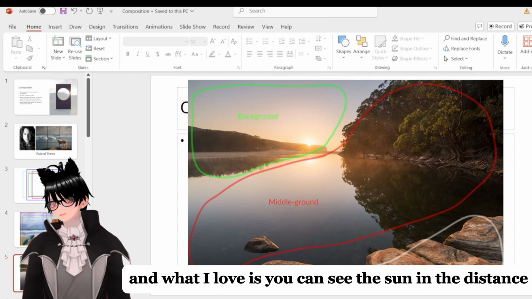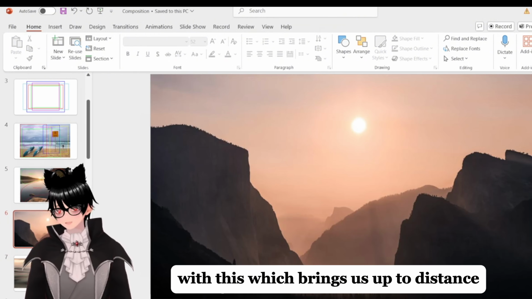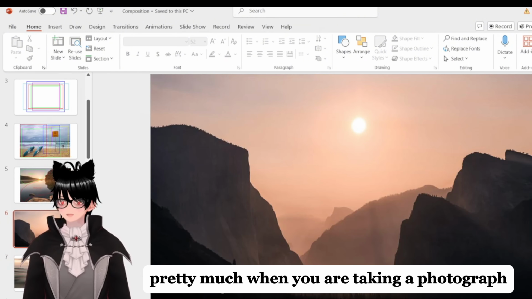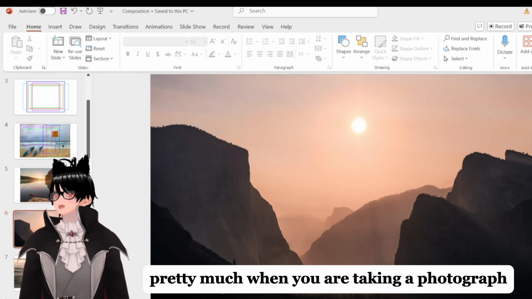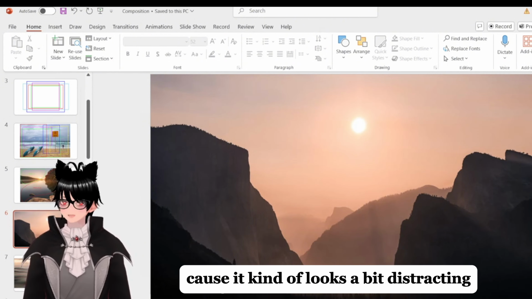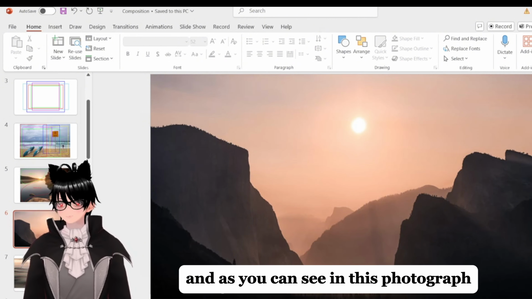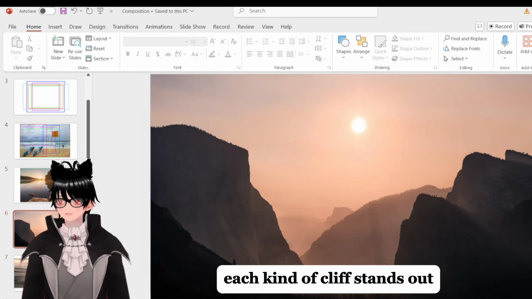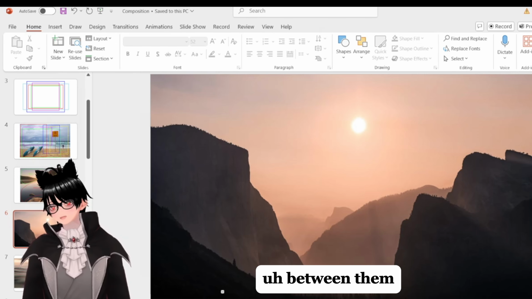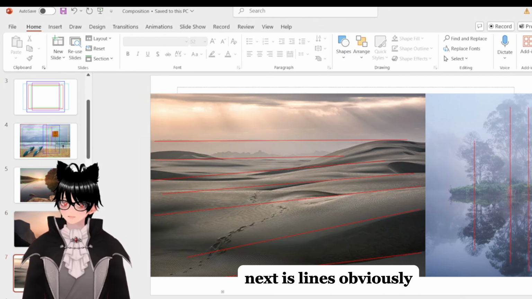And what I love is you can see the sun in the distance, which brings us up to distance. Pretty much when you're taking a photograph, it's good practice to not have things too near each other because it kind of looks a bit distracting. As you can see in this photograph, each cliff stands out because there's a lot of distance between them.